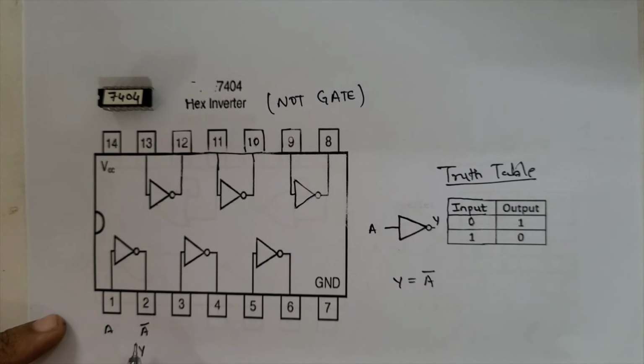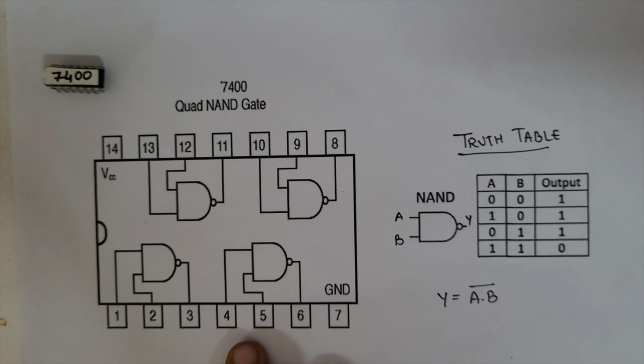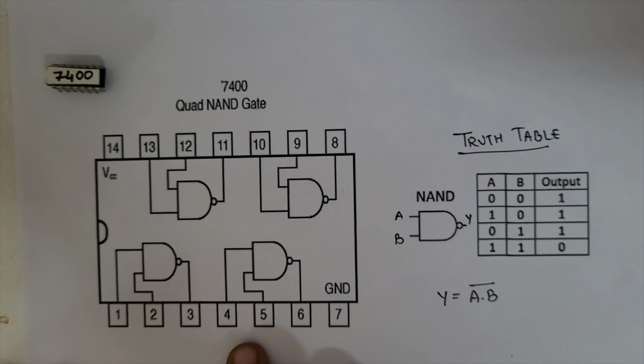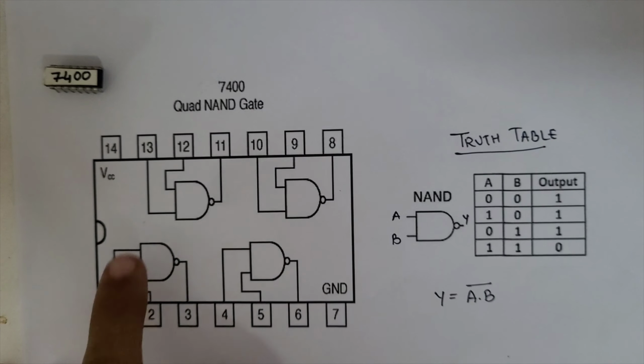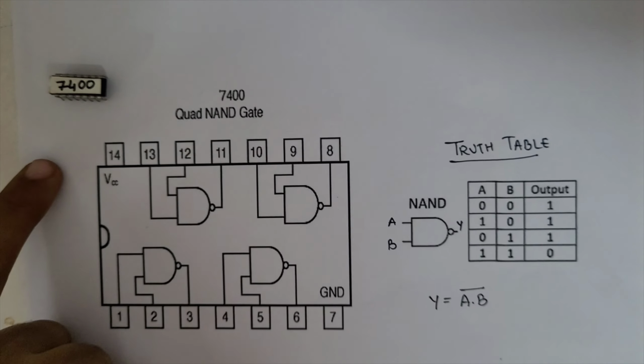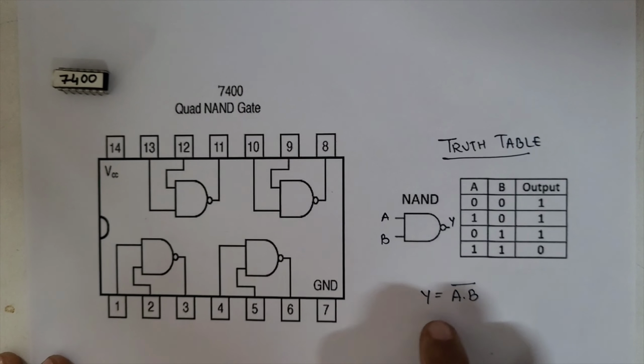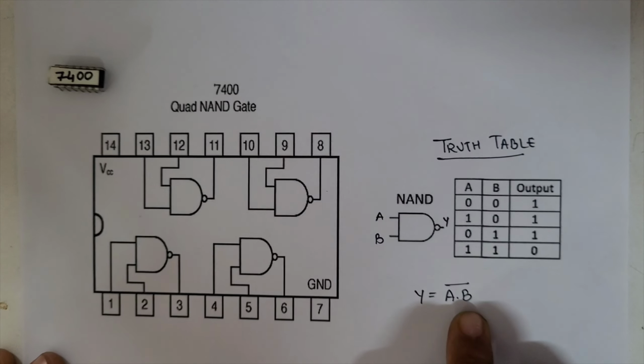Now this is the IC for the NAND gate. Here again "quad" means 4 gates are available in one IC. The number for this IC is 7400 and the equation is Y equal to A into B, the whole bar, for the NAND gate.